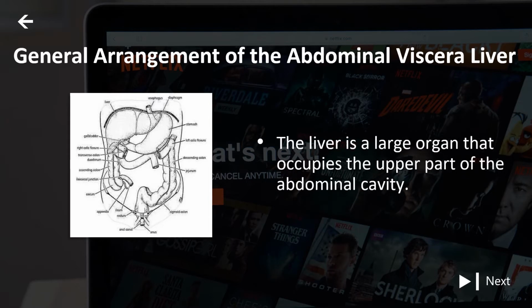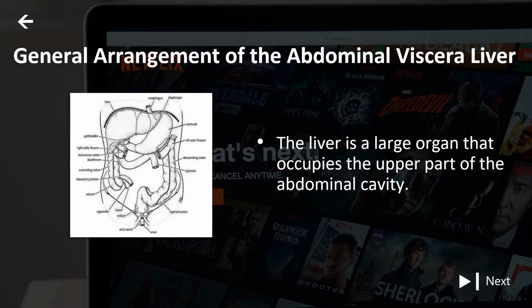The liver is a large organ that occupies the upper part of the abdominal cavity. The liver lies almost entirely under the cover of the ribs and costal cartilages and extends across the epigastric region. The liver is located in the upper right-hand portion of the abdominal cavity, beneath the diaphragm, and on top of the stomach, right kidney, and intestines.